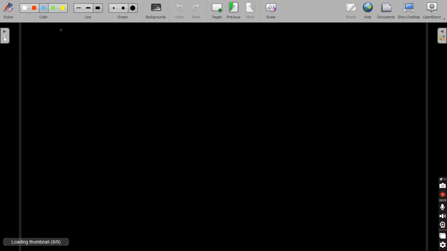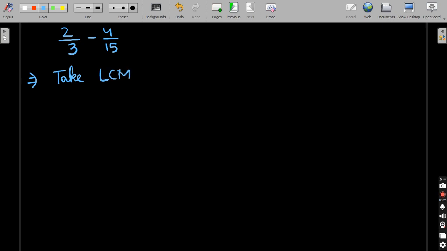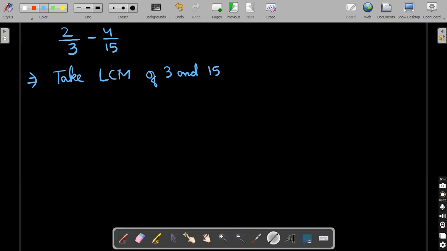Now the same question, suppose 2 by 3 minus 4 by 15. Suppose it is subtraction, then what will I do? Now let us take the LCM. Every time, for the denominator part, I will take the LCM. Then only I am going to solve it. Take the LCM of 3 and 15. Now let us start. First I will draw the rough line. Very good. Now you have understood perfectly. Now I will draw the rough line here. Up to here the rough line I have drawn.